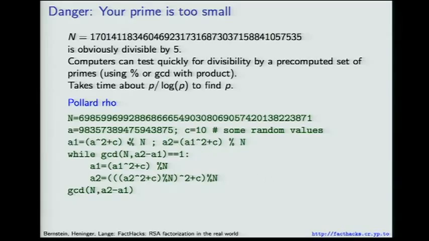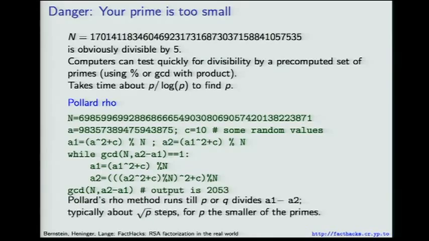So what you do is you start off with two different numbers. One at each step squares it and adds c, and the other one squares it, adds c, and squares it again and adds c, each time computing mod n. So you have two sequences running around, one at twice the speed of the other one. And at every step, you check whether the GCD of this number n and the difference between the two walks has anything interesting. Now, if your n is an RSA modulus, the only thing interesting could be either p or q. So for this particular number, when I run this, I find 2053.